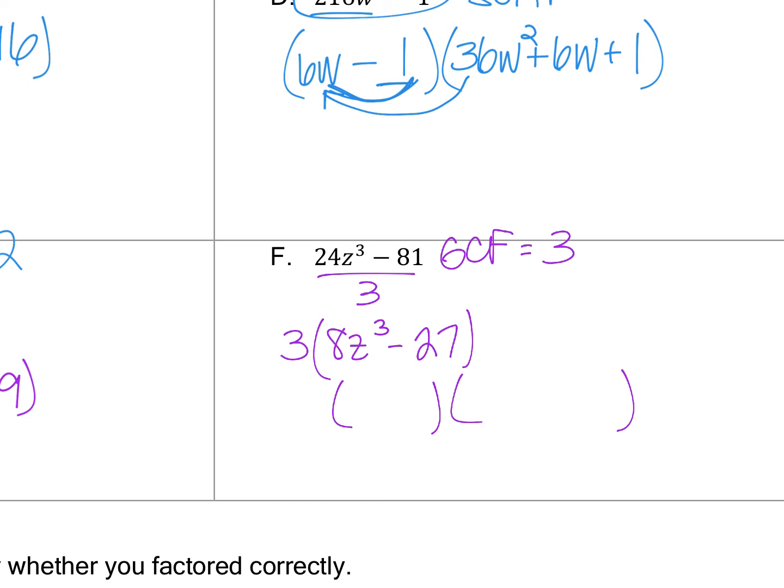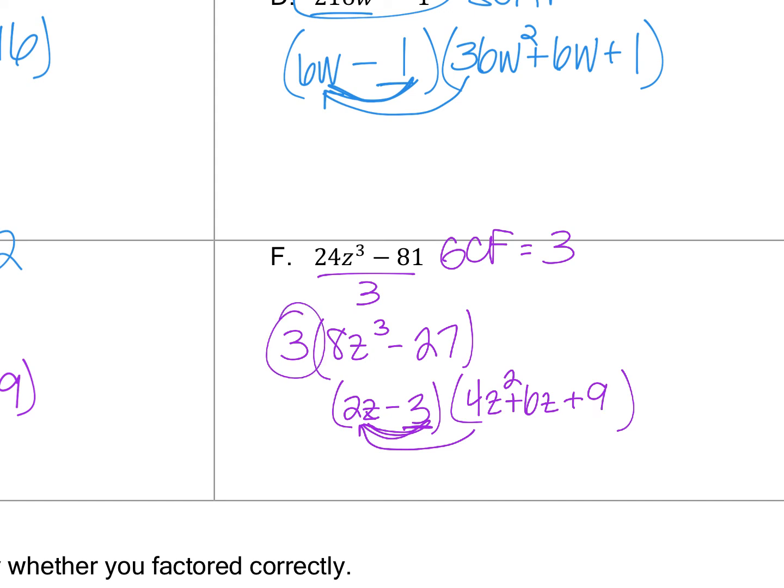So the cube root of 8z cubed is 2z. 2z times 2z times 2z is 8z cubed. Cube root of 27 is 3. Use the same sign, so bring down the minus sign. To get this, we need to square 2z. 2z times 2z is 4z squared. We multiply these two together to get 6z, but it has to be the opposite, so we have to put a plus. And then we square -3. -3 times a -3 is a +9.